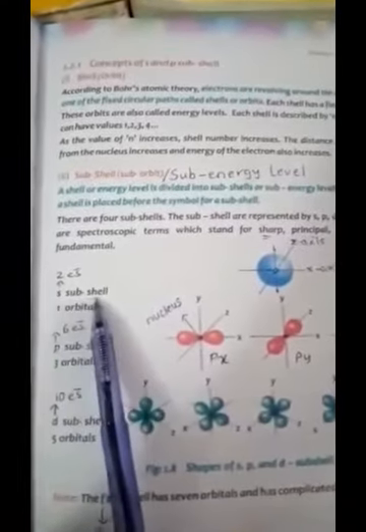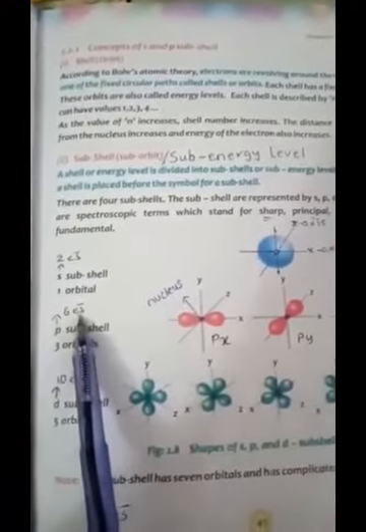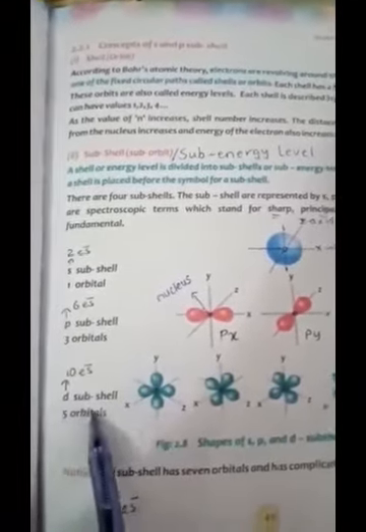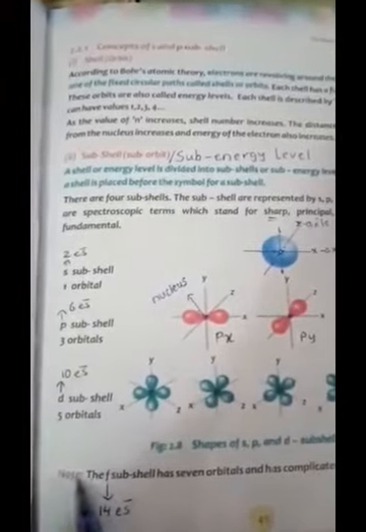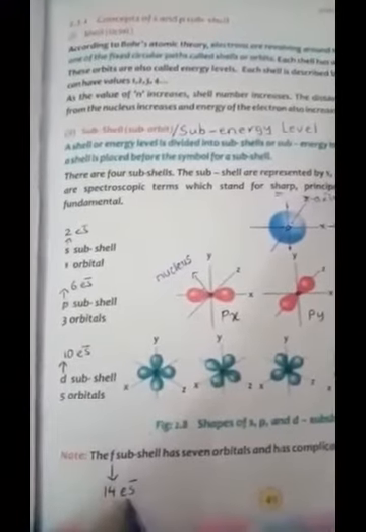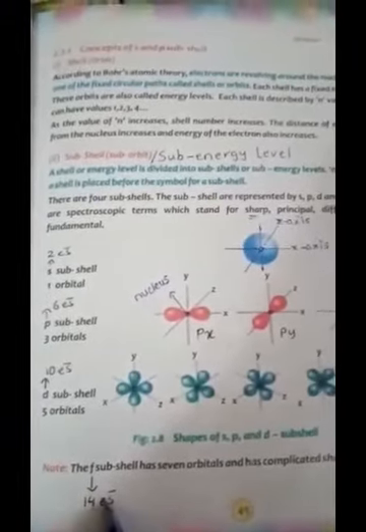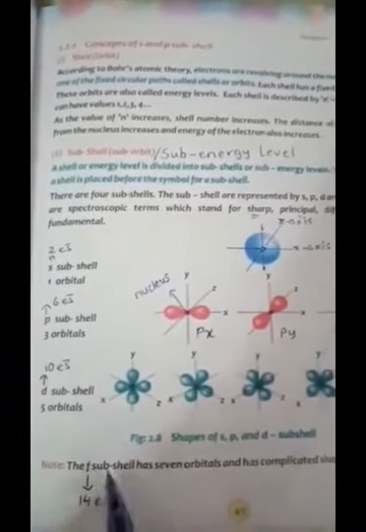Now the S subshell has 2 electrons. The P subshell has 6 electrons. The D subshell has 10 electrons. And the F subshell has 14 electrons. Now let's discuss the shapes of these subshells.